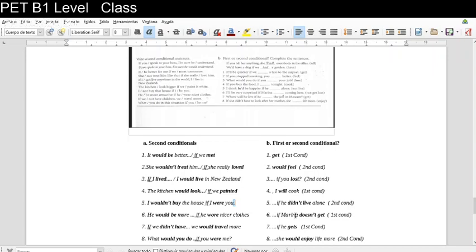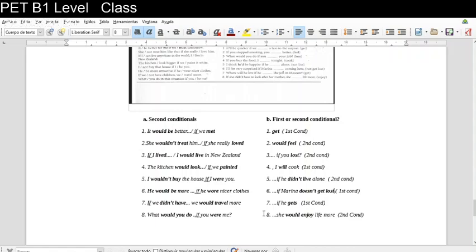Number seven, where will he live if he gets the job in Moscow? Here it is not get the job, it's get lost. If Marina doesn't get lost coming here, and number seven, where will he live if he gets the job in Moscow? And number eight, if she didn't have to look after her mother, simple past, she would enjoy life more. Then, here you have the corrections.